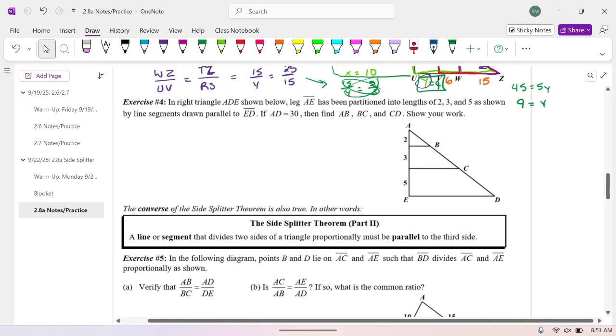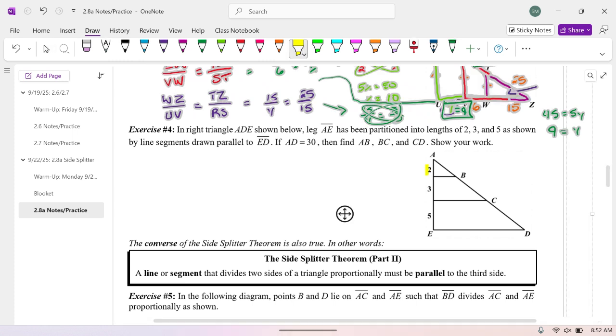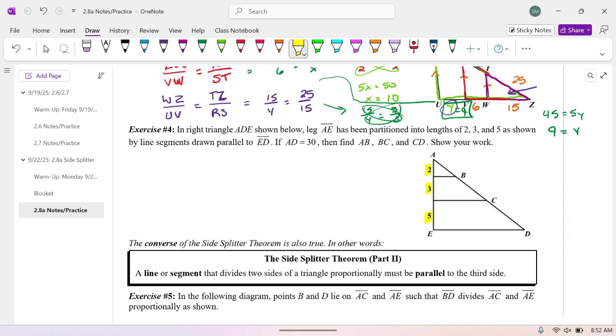All right. So let's try this one. So AE was partitioned into the lengths 2, 3, and 5. So 2 here, 3 here, 5 here. The line segments are drawn parallel to ED. If AD is 30, so this entire thing is 30, then what is AB, BC, and CD?